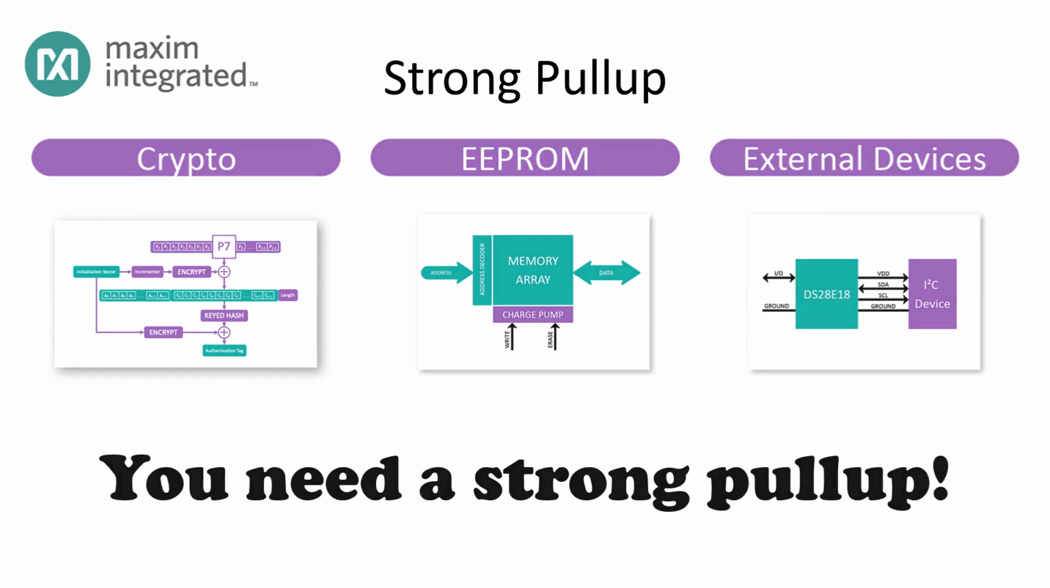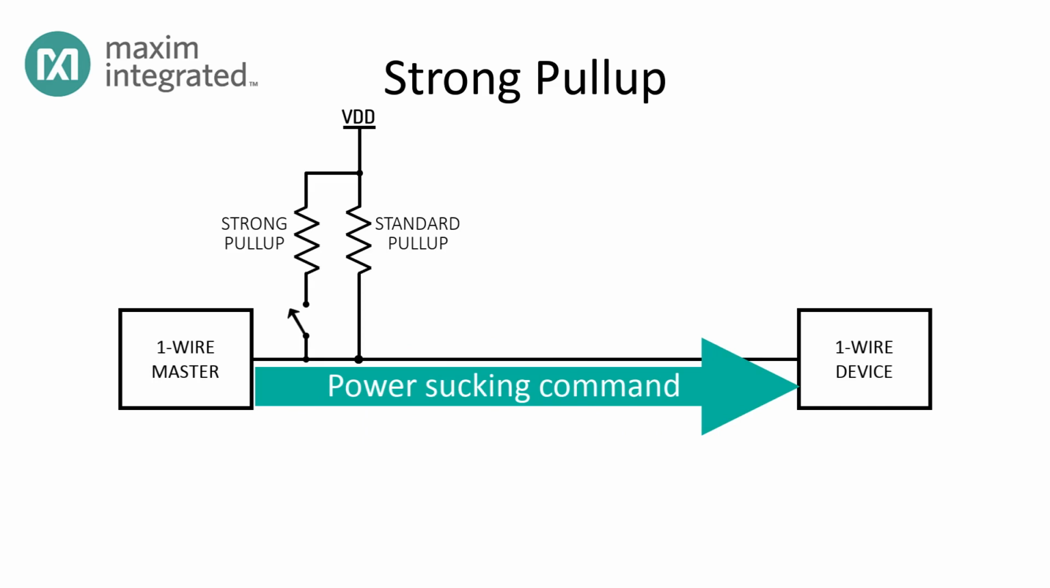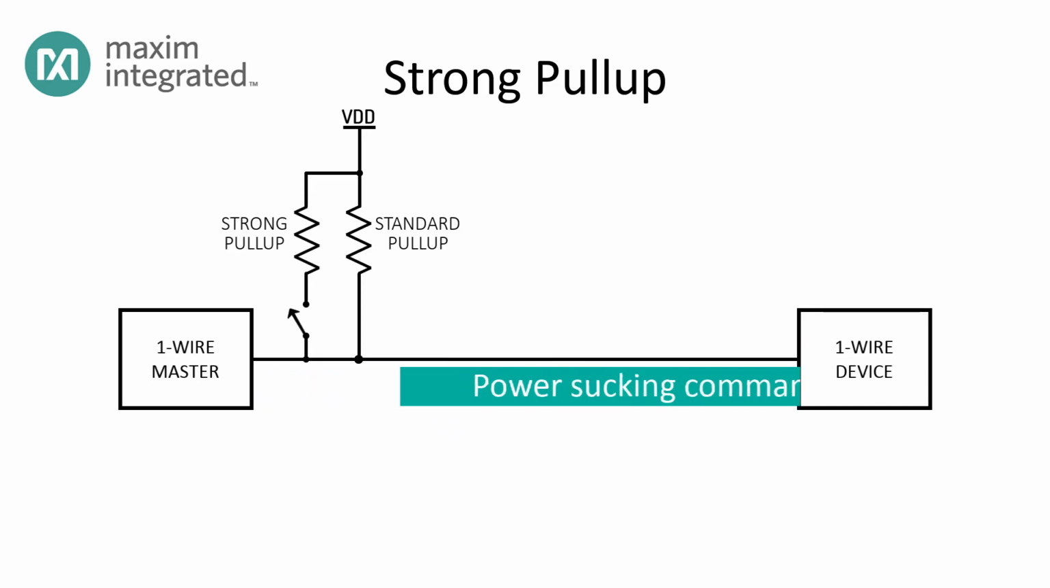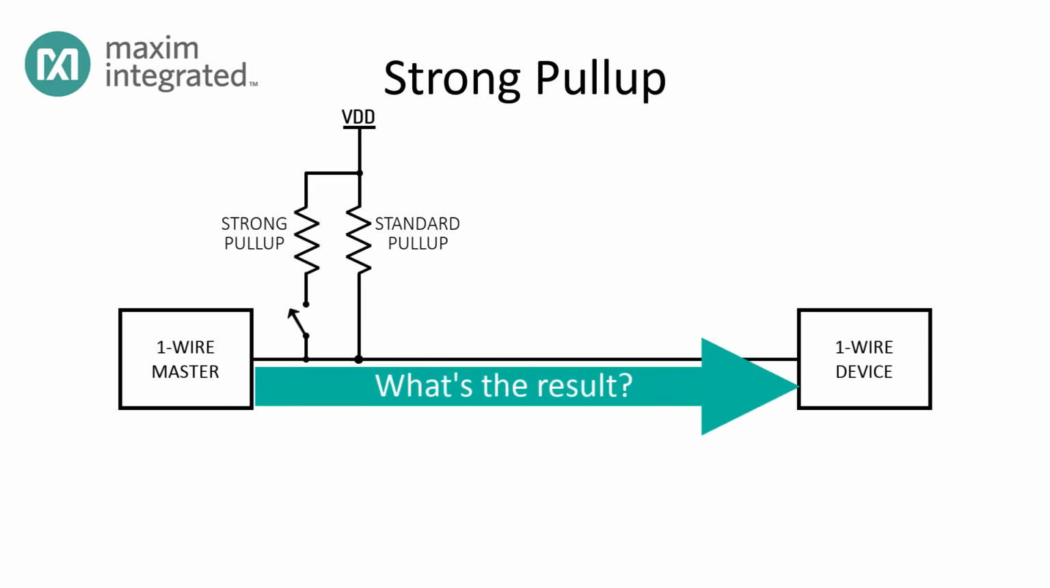Now, here's how that works. When the master sends a command to the device that it knows will require more power than the weak pull-up resistor can provide, as soon as the command is complete and the master has released the bus, it turns on the strong pull-up transistor. The device can start its current-hungry operation, and when it's done, it can hold the result until the master turns off the strong pull-up and reads the result using standard one-wire techniques.